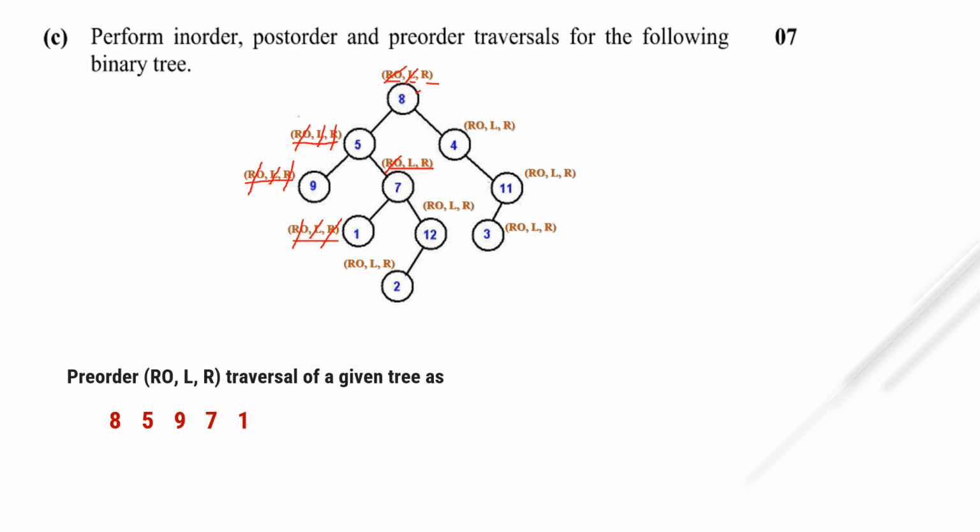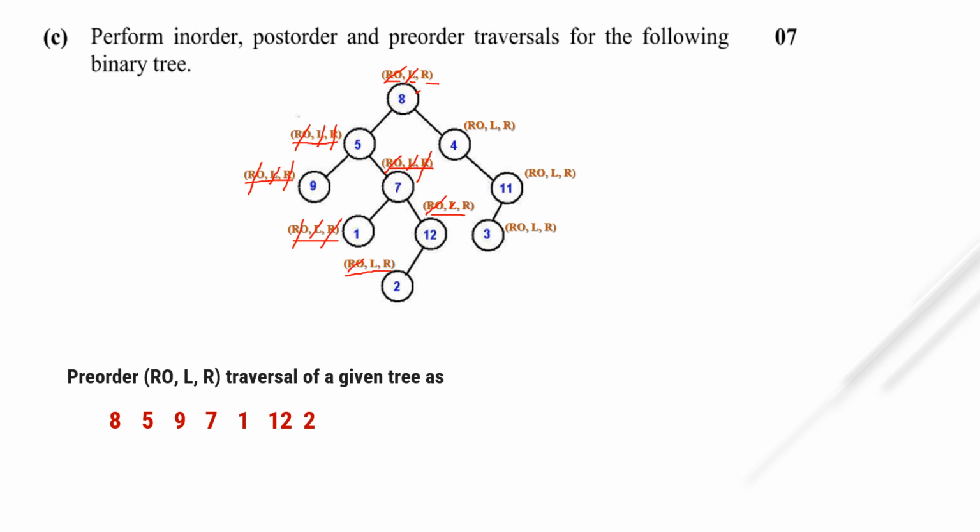So we go back and go to the right subtree of 7. When we reach the right subtree of 7, there is a node 12. We have to process the root once again, so the answer is 12. Then the left subtree. At the left subtree once again we have to apply pre-order. Process the root. So the answer is 2.